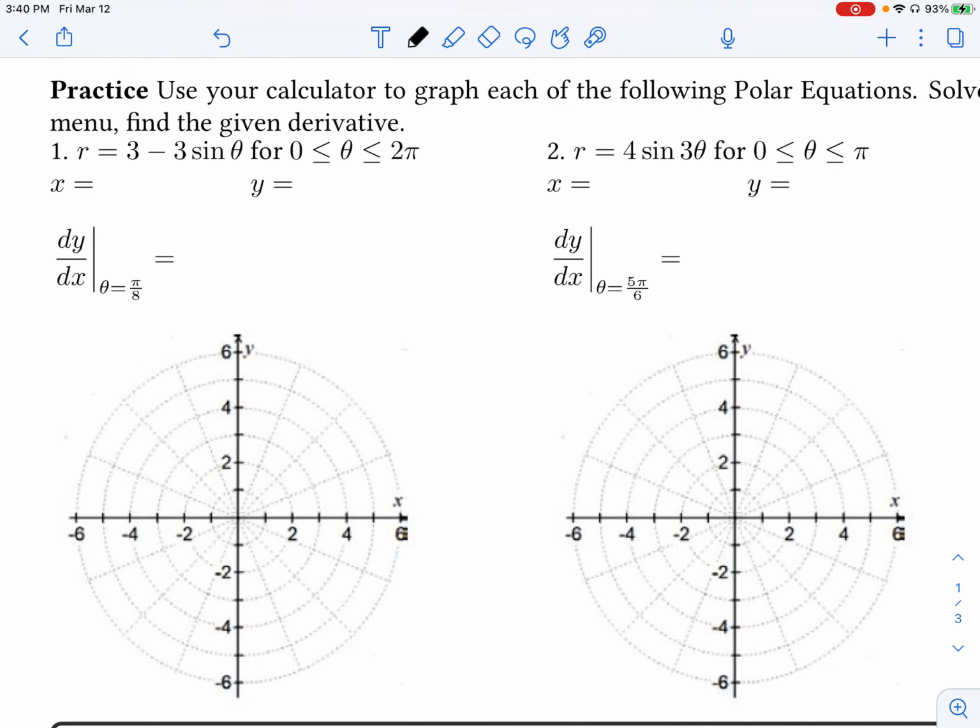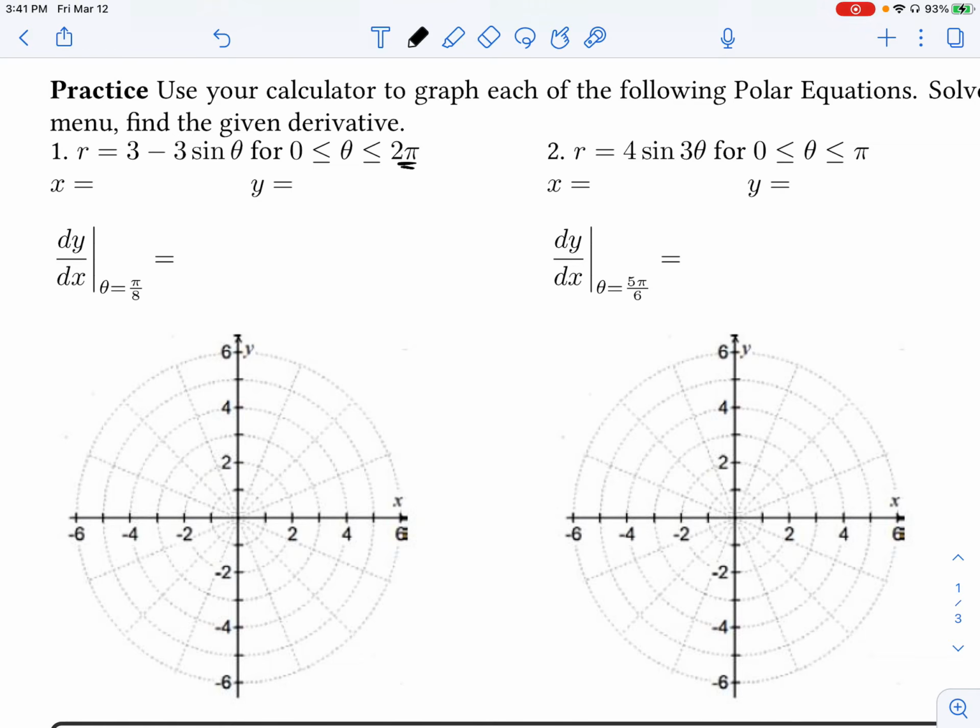For this first problem here, we're going to graph 3 minus 3 sine theta. A couple things to note. First off, make sure you hit the mode button on your calculator, and you switch your calculator to polar mode. That'll be the 5th row, go down to polar. Next, you also want to make sure that your function is in radians. You definitely can do this in degrees, but since it gave us our interval in terms of radians, we want to keep it in that for consistency's sake.